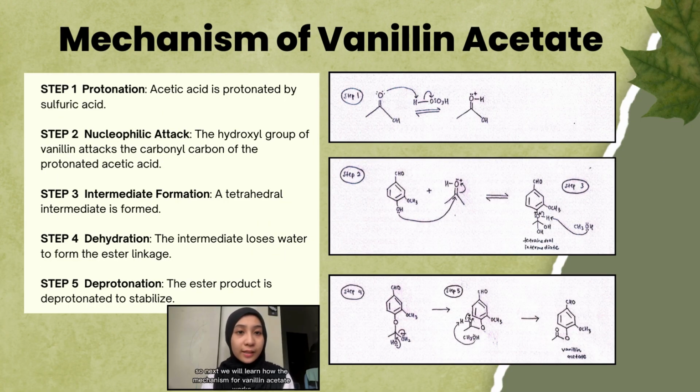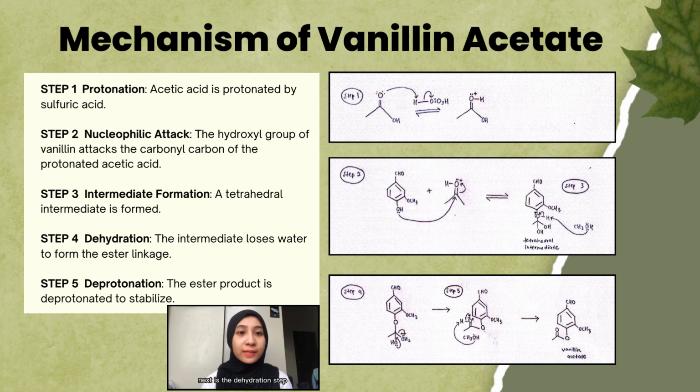Next, we will learn how the mechanism for vanillin acetate works. In order to produce vanillin acetate, the first step in the mechanism is the protonation of acetic acid by sulfuric acid. Sulfuric acid protonates the carbonyl oxygen of acetic acid, increasing the electrophilicity of the carbonyl carbon. Second is the nucleophilic attack by vanillin. The hydroxyl group of vanillin attacks the carbonyl carbon of the protonated acetic acid. As the nucleophilic attack completes, a tetrahedral intermediate is formed.